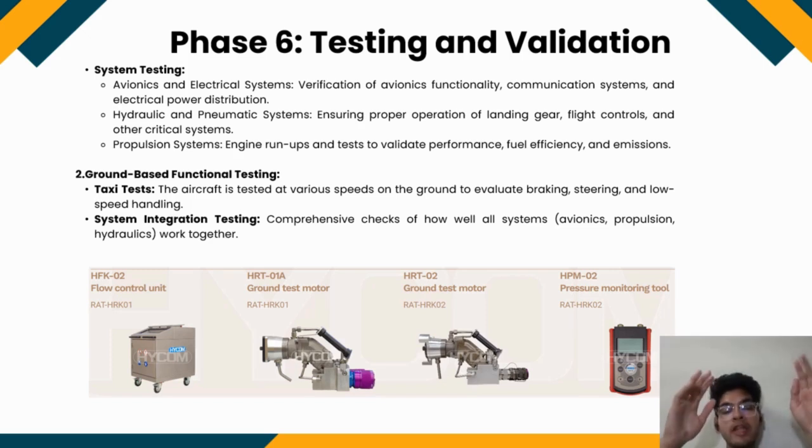After that, we have system testing. System testing is also conducted on the ground itself. We verify the functionality of the avionics and the electrical system, ensuring that the communication systems, navigation instruments, and electrical power distribution work flawlessly. Similarly, we test the hydraulic systems and other systems to ensure the proper operation of landing gear, flight controls, and other critical systems.